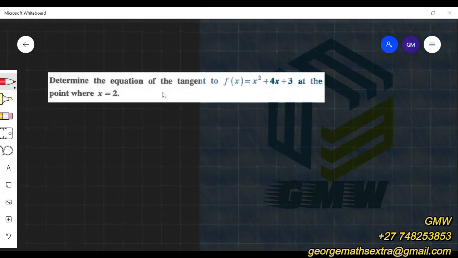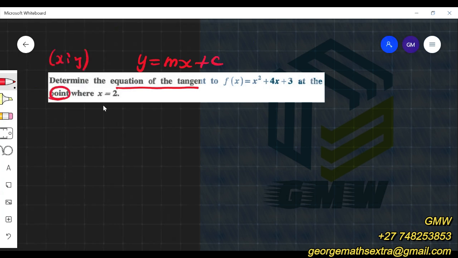Determine the equation of the tangent. Now, you see, determine the equation of a tangent. A tangent is a line. So they want you to find y equals mx plus c, okay? So determine the equation of the tangent to f of x at the point where, from analytical geometry, whenever you hear point, you must have an x and a y value, right? So they said at a point where x is 2. So the first thing you need to do is to find that point. That will be your point of contact, where they will meet.